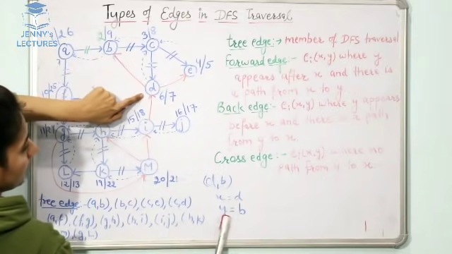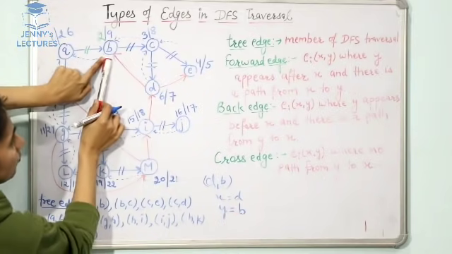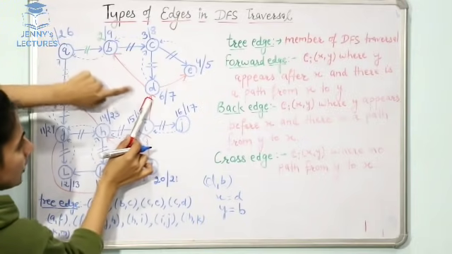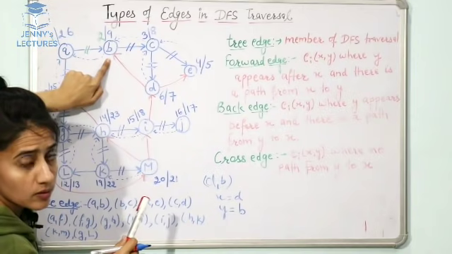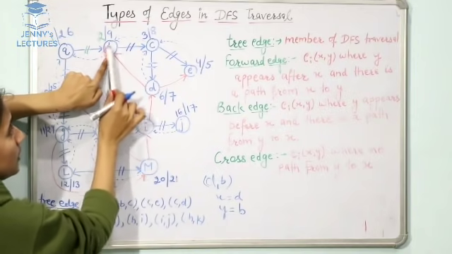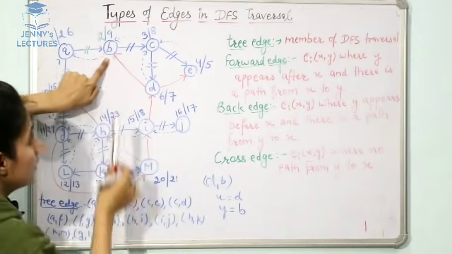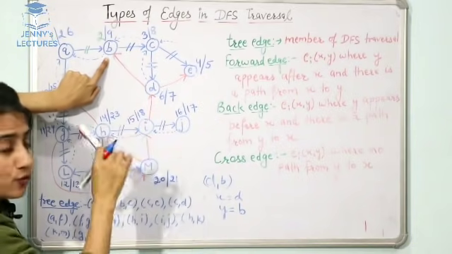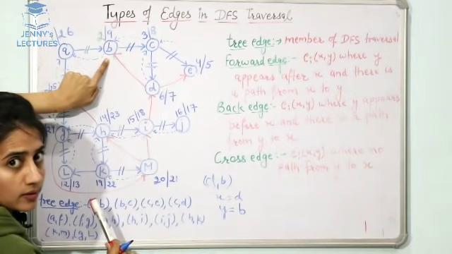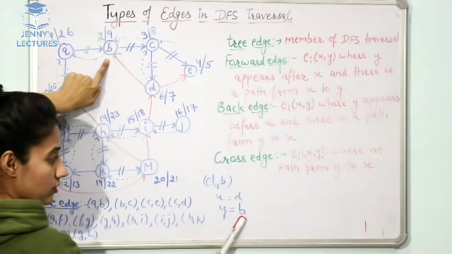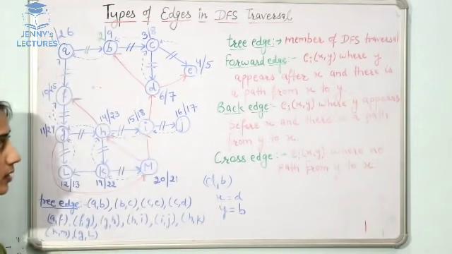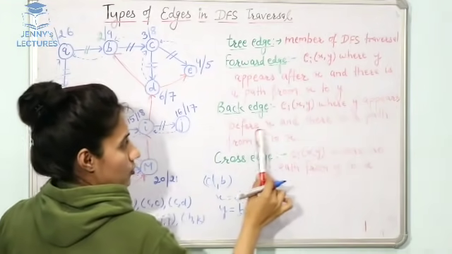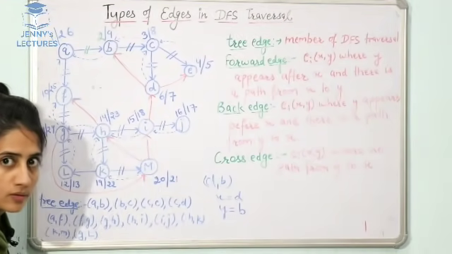x आपका है D, y आपका क्या है? B. Starting time of B is what? 2 and starting time of this D is what? 6. Starting time of B is less. Okay. Starting time अगर B का कम है, it means what? B appears before D. Fine. It means y appears before x. और ये किस में है आपका? y appears before x. Fine.